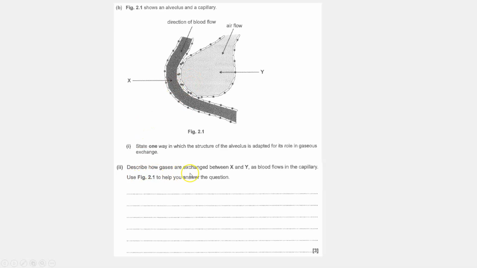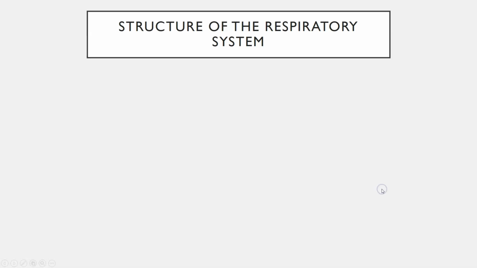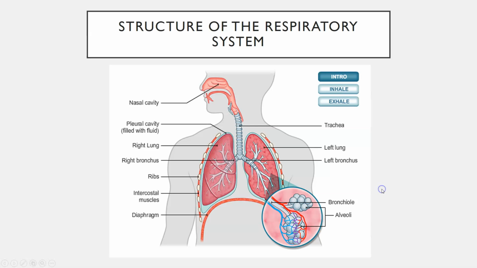Describe how gases are exchanged between Y and X as blood flows in the capillary. Use figure 2.1 to help you answer the question. This is what we're going to go through with regards to the screencast and lesson. This was 1 mark, this question here is 3 marks. I've seen another gaseous exchange question that is 6 marks. So this is what we are going to be tackling today in terms of answering that type of question.